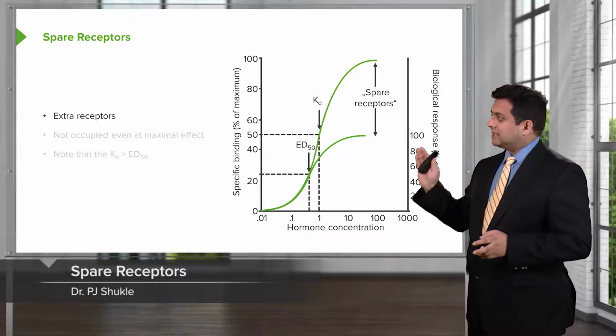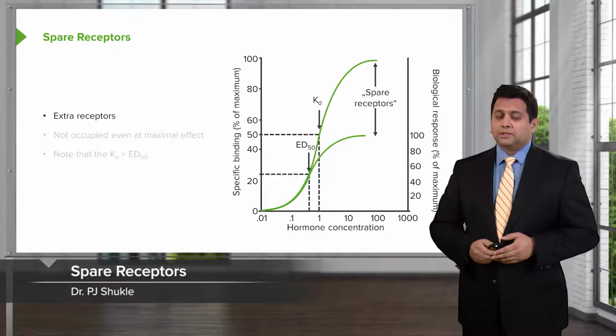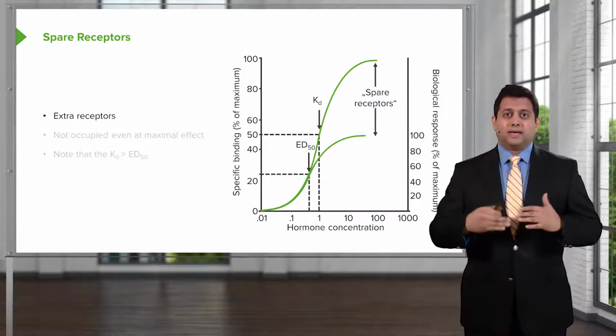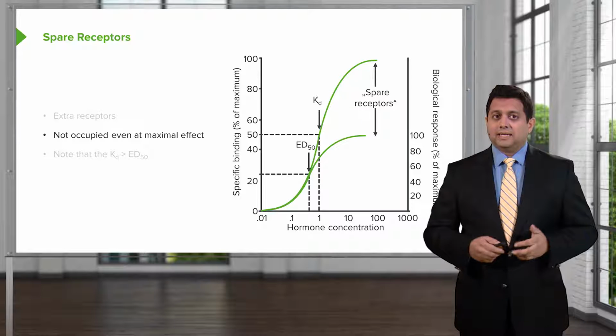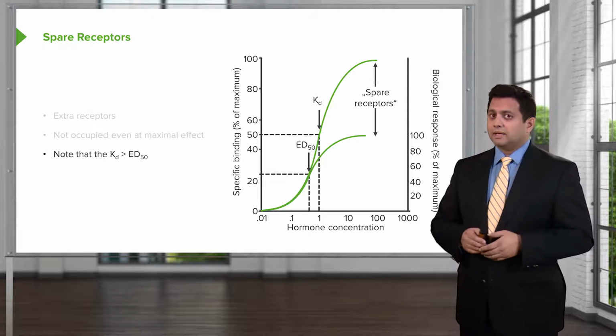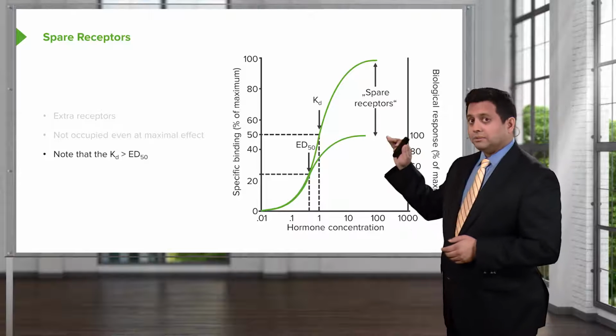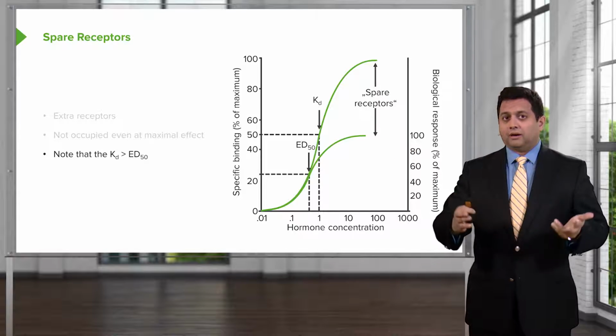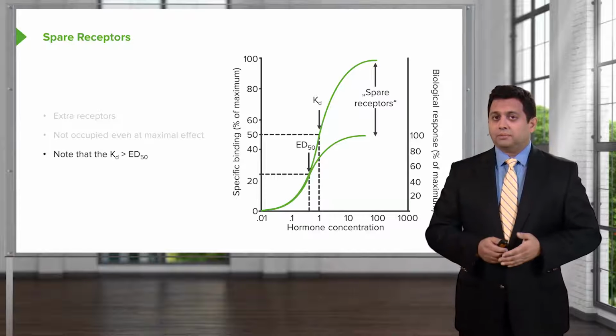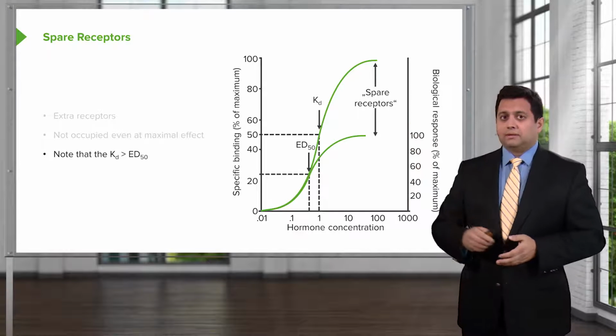Let's look at the concept of spare receptors. So spare receptors are when you have extra receptors out there. They are not occupied even at the maximum effect. So in this particular case, even though not all of the receptors are occupied, you've already achieved a maximum effect by occupying a certain percentage of the receptors, and you have these other receptors that are left over.